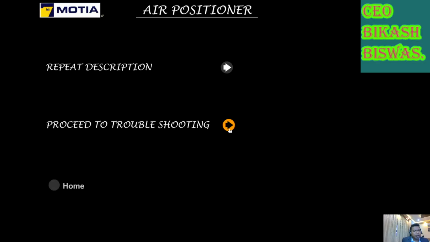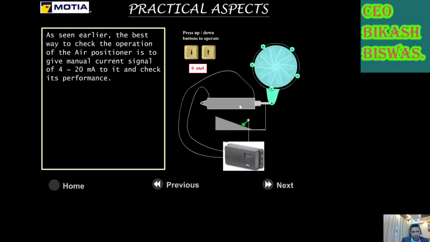Next, we will move to the troubleshooting section. This is going to be very, very interesting. Suppose sometime you get a servo air pressure alarm. What is a servo air alarm?